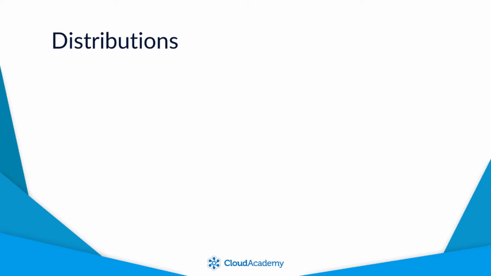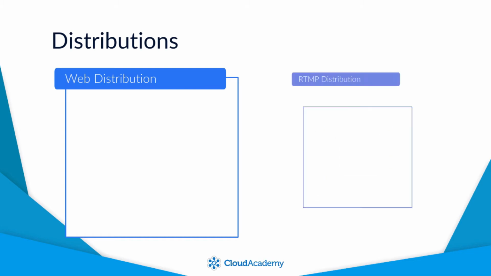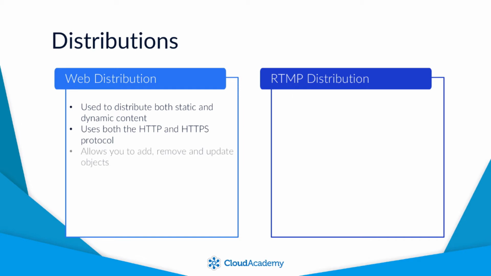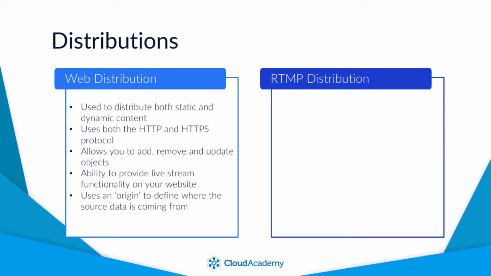These distributions can be configured as one of two different delivery methods, via a web distribution or an RTMP distribution. The web distribution can be used to distribute both static and dynamic content, in addition to using both the HTTP and HTTPS protocol. If you need to add, remove or update objects, or provide live stream functionality on your website, then the web distribution will be able to provide this functionality for you. The distribution uses an origin to define where the source data is coming from, which can either be a web server, perhaps an EC2 instance, or an Amazon S3 bucket.